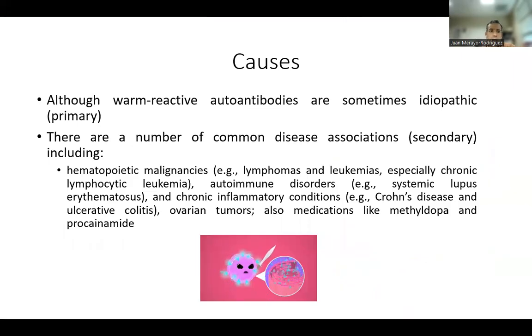The causes could be primary, when we don't know the cause, basically, or it's idiopathic. The other group is secondary to commonly associated diseases. Most of them are hematologic malignancies like lymphomas and leukemias, also autoimmune disorders like lupus, or chronic inflammatory conditions like Crohn's disease and ulcerative colitis. Also, ovarian tumors and medications like methyldopa and procainamide have been involved.